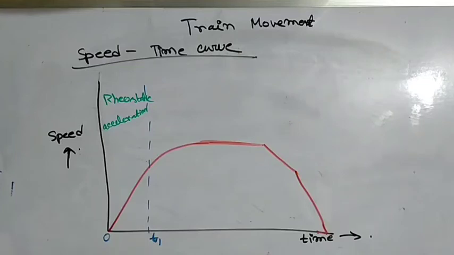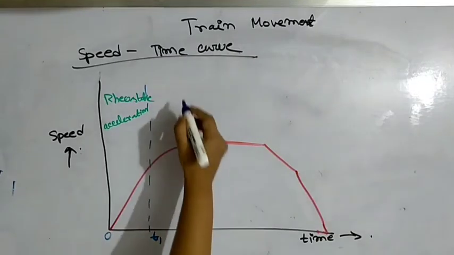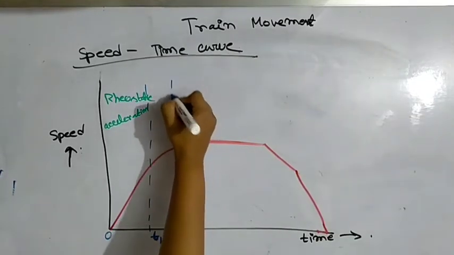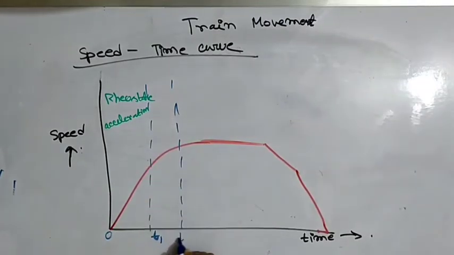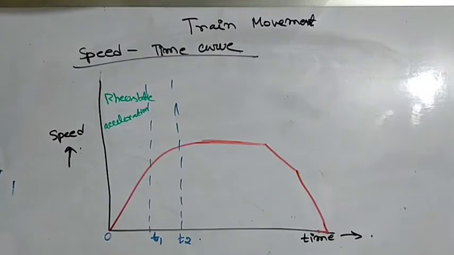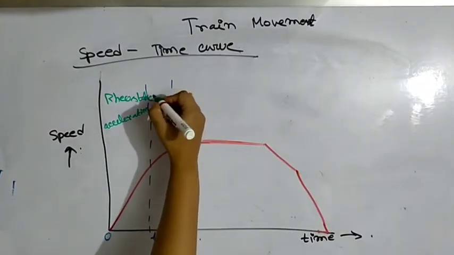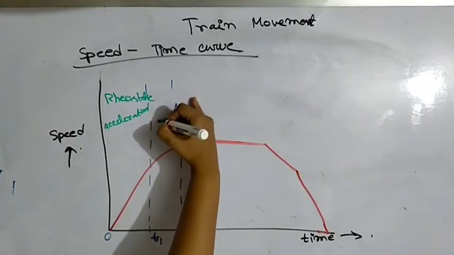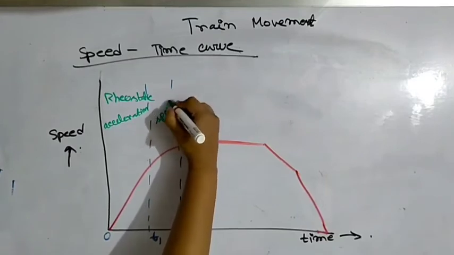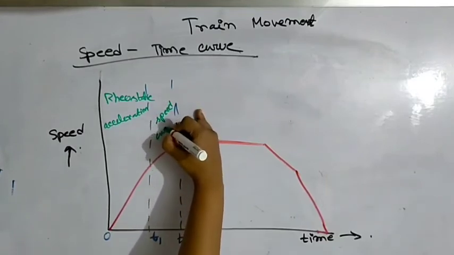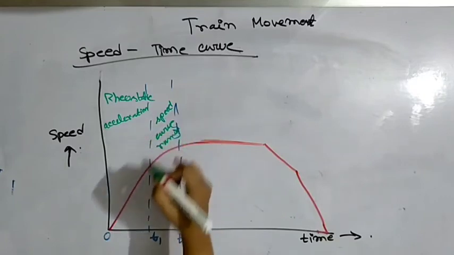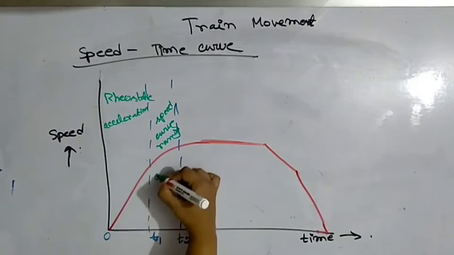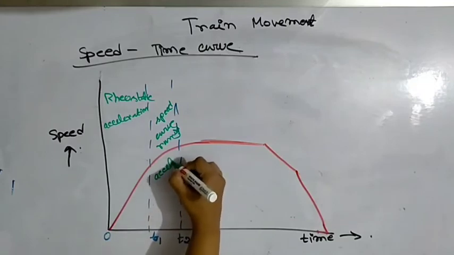Next is the acceleration on speed curve. T2, or we can say speed curve running. This is the acceleration.